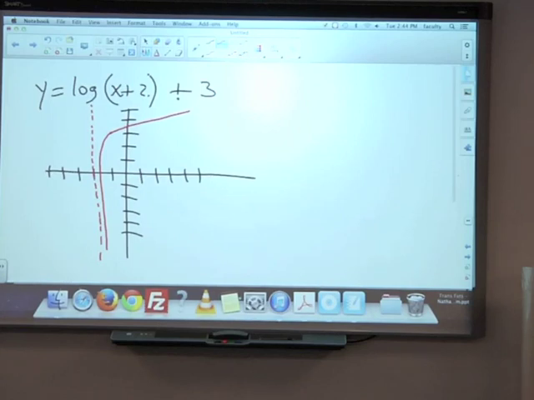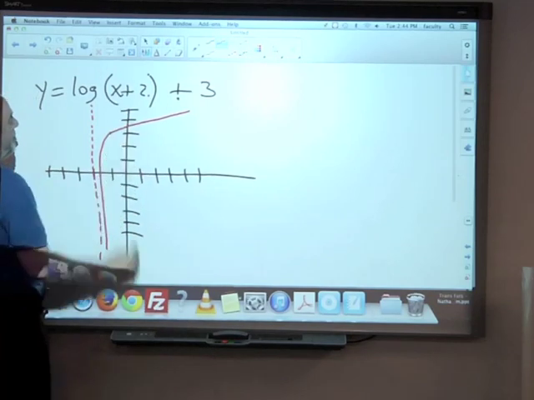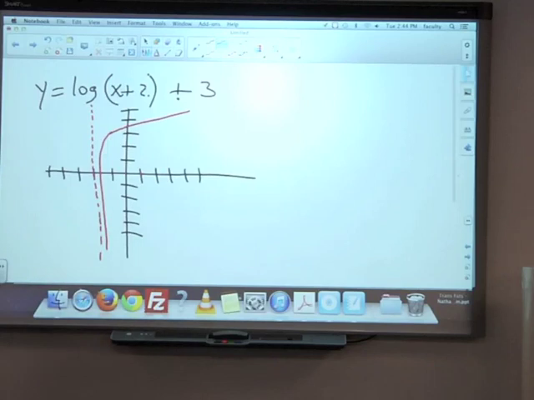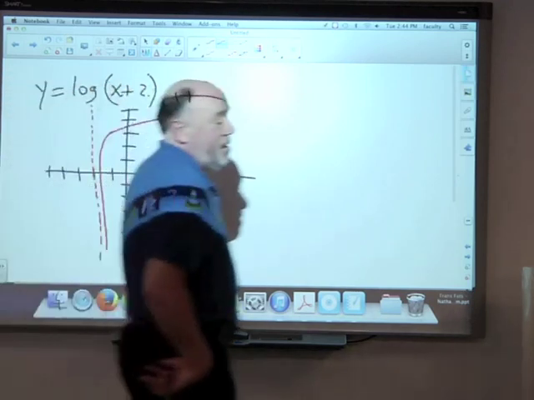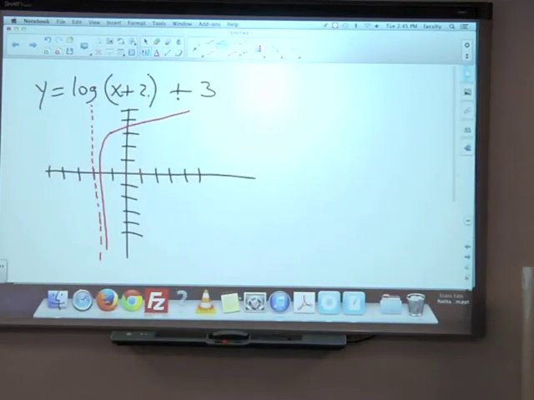So the point is over 1, and up 3. Remember we started here, so 1, 2, and then up 3. It's to the left 2 and up 3. And again, it works the same as what we did last week. As far as the up and down, left and right, same deal. So that's my basic graph of a log function. And again, we can only take logs of numbers that are greater than 0.